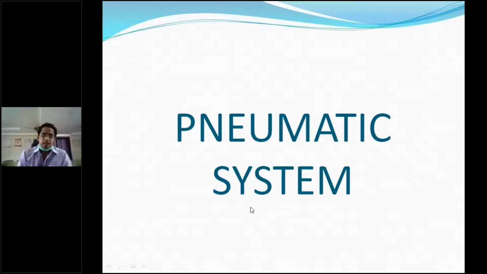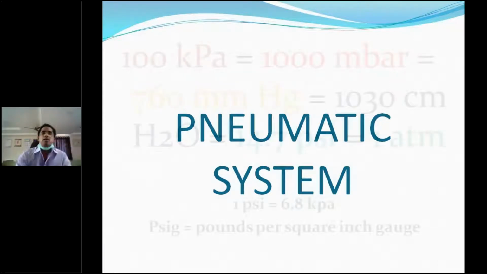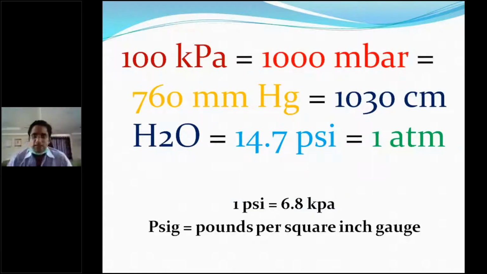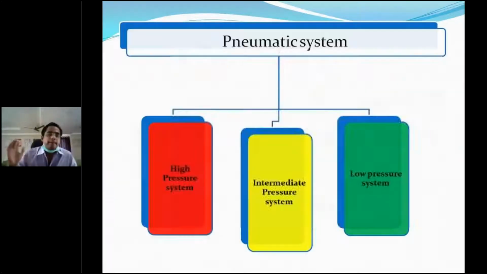So now we are coming to the pneumatic system. In physics, you must have seen that 100 kilopascals equals 1 bar, which equals 760 mm of Hg, 30 centimeters of water, and 14.7 psi, which equals 1 atmospheric pressure. This is only for calculation of the anesthetic gas which is present in the gas cylinders. So this pneumatic system is again divided into three types: the high pressure system, intermediate pressure system, and low pressure system.